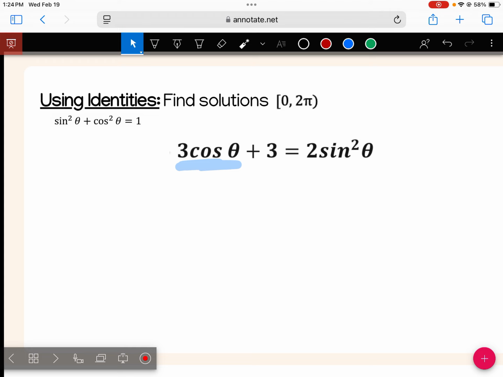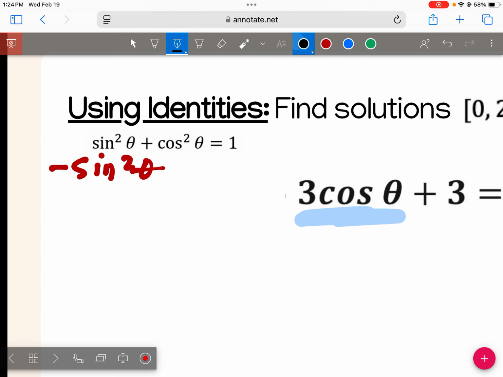So we already decided that we're going to use cosine. So how do we make this little equation over here look like a cosine? You minus the sine. So the new thing that we're going to use is cosine squared equals 1 minus sine squared.